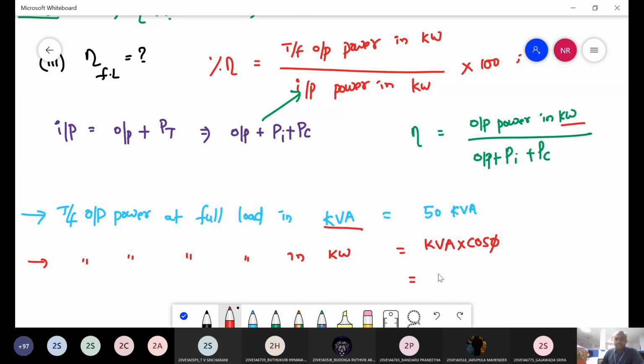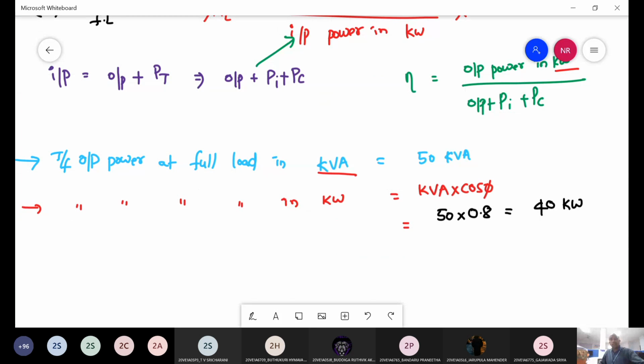That is how much kVA it is. kVA is how much here? 50. 50 into cos phi, 0.8. How much is it? 40 kW, 40 kilowatts. Then here the transformer rating is given.